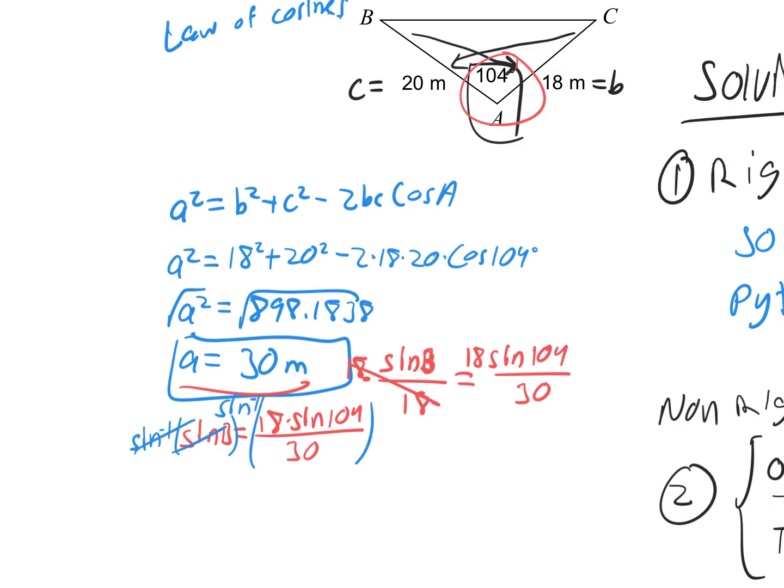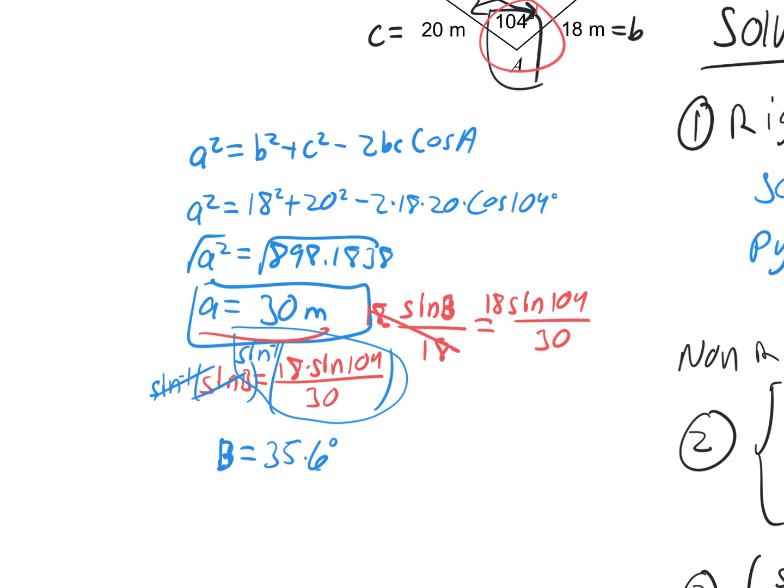All right, and then I would plug this whole thing into my calculator. All right, this whole thing: sine inverse of 18 times sine 104 over 30. And that should get you that angle B is 35.6 degrees, right?